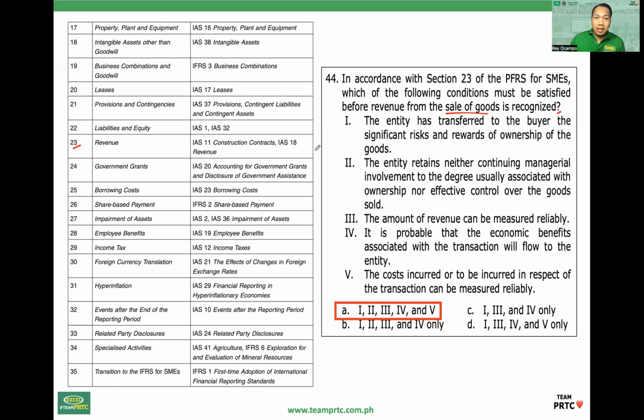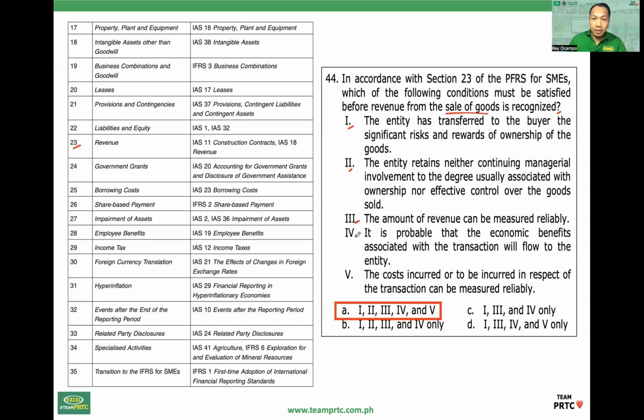And what are those? Number 1, buyer is the substantial owner. Na-transfer na ng entity kay buyer yung significant risks and rewards of ownership of the goods. So in effect, buyer is the substantial owner. Number 2, no more such involvement. So the entity retains neither continuing managerial involvement to the degree usually associated with ownership nor effective control over the goods sold. So no more such involvement, na yung normally related to ownership of the asset.